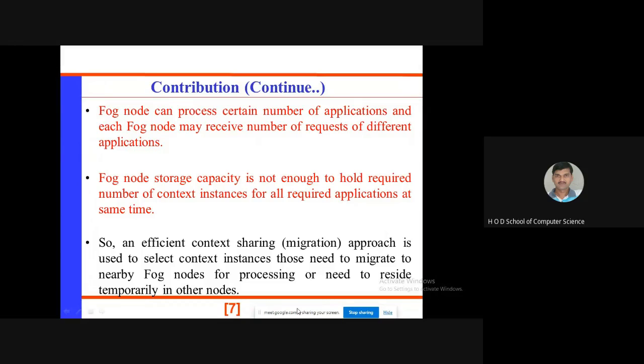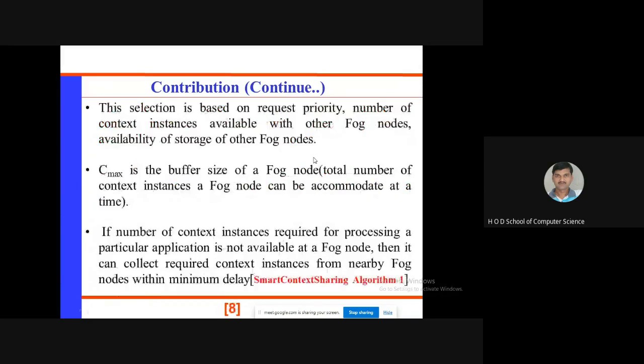An efficient context sharing and context migration approach you need to adopt, right? So that the overall processing, the overall service period, can be minimized. This selection is based on priority, the number of context instances available within the fog node, and the availability of storage in the other fog nodes.